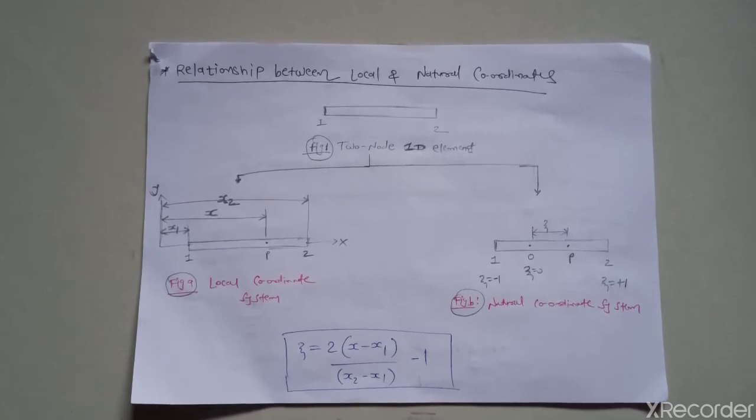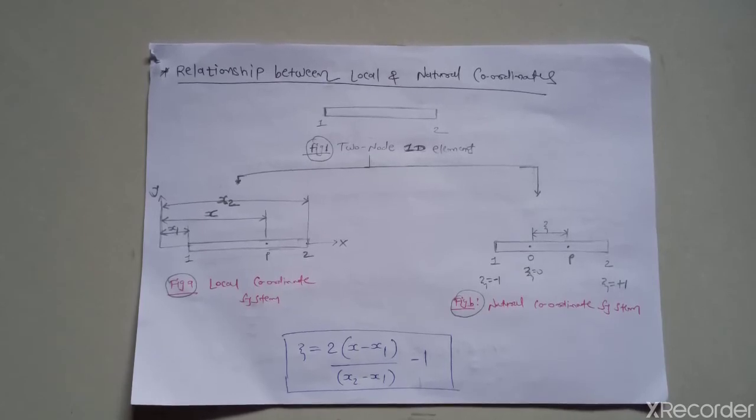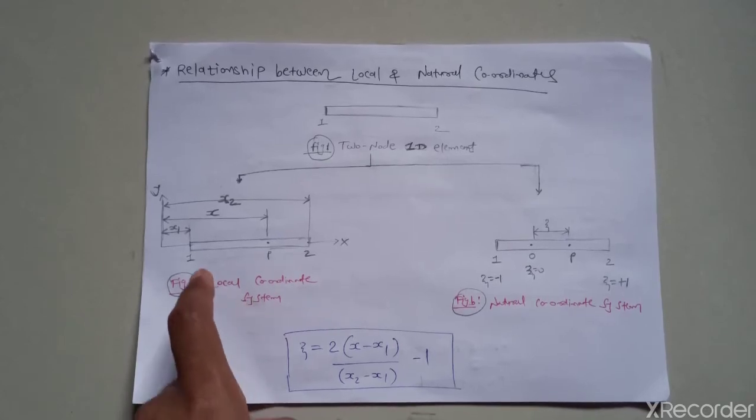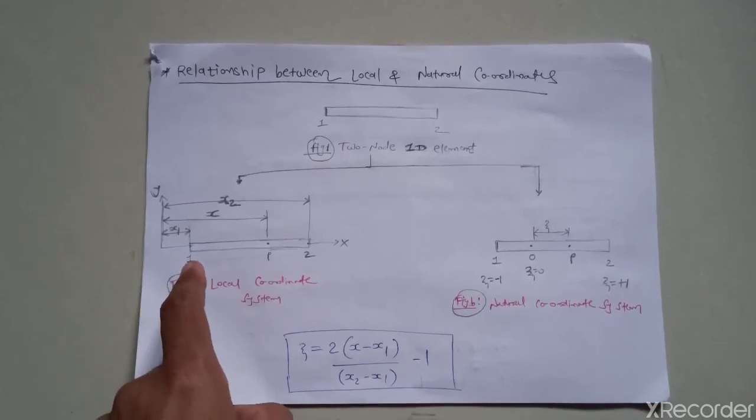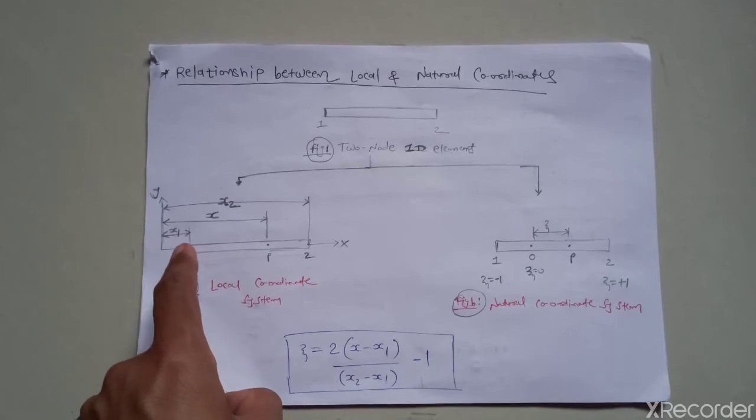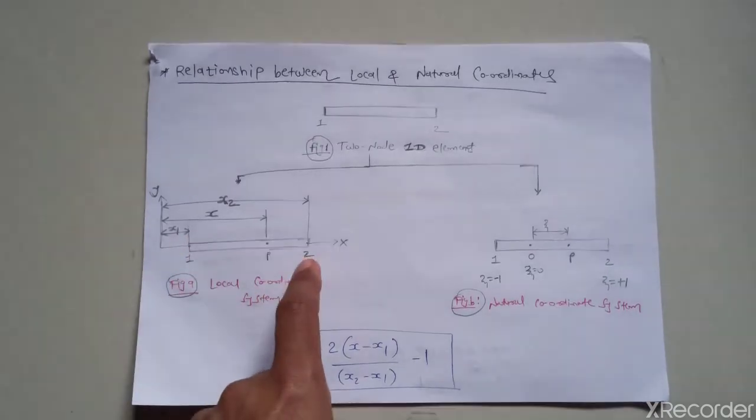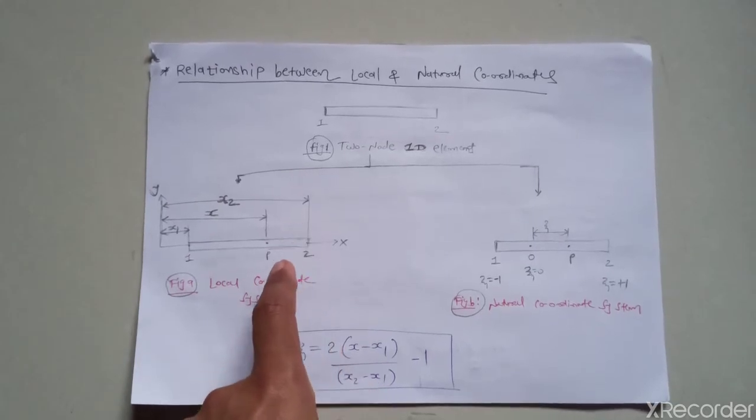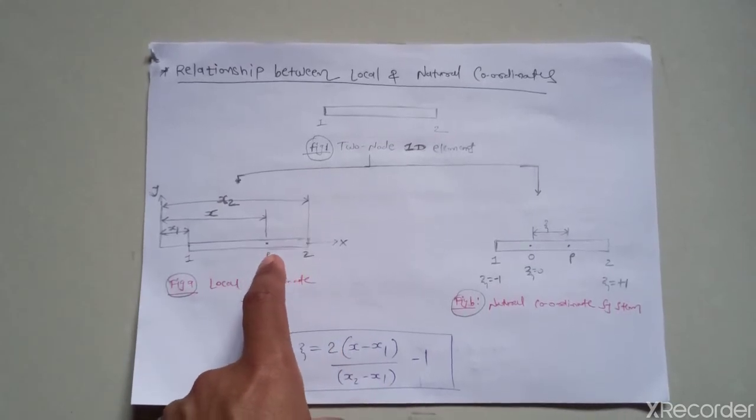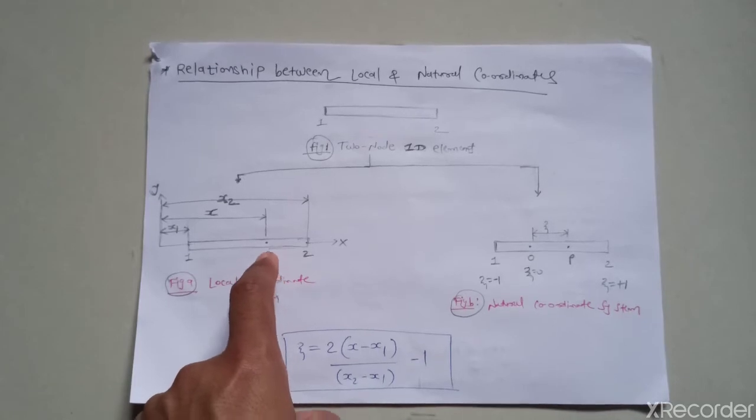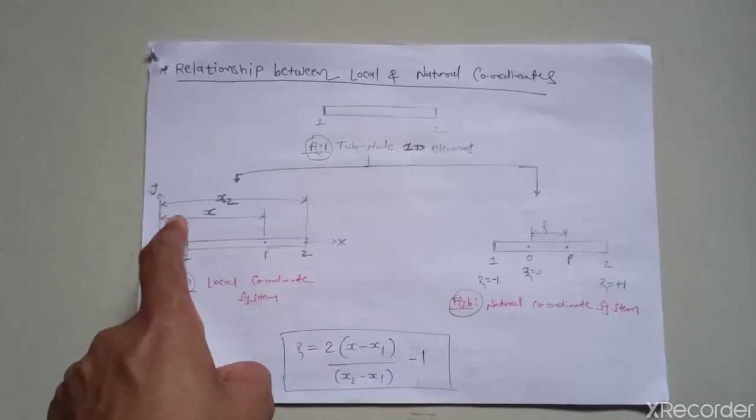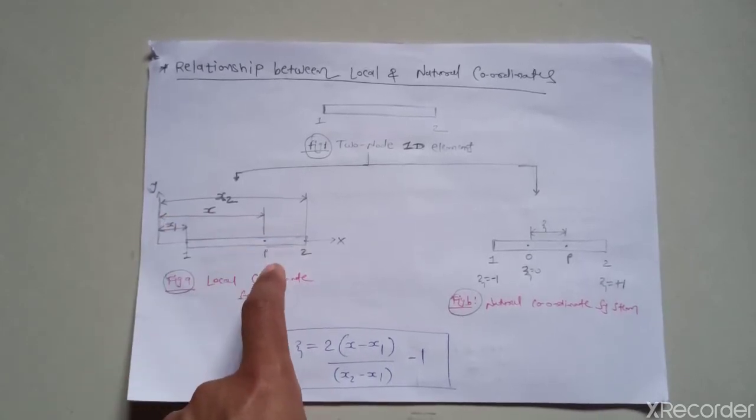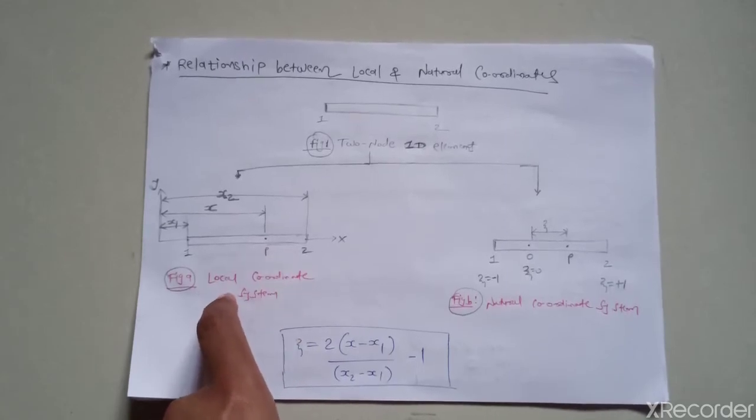If we represent this two node one dimensional element in the local coordinate system, then node 1 is x1 distance away from the origin, node 2 is x2 distance away from the origin, and if we consider any point P on this element, then this point P is x distance away from the origin. This is our local coordinate system.